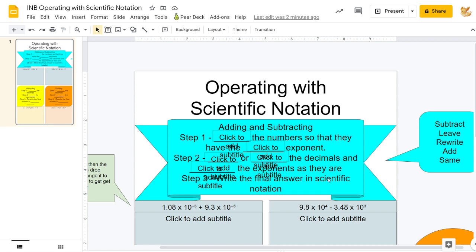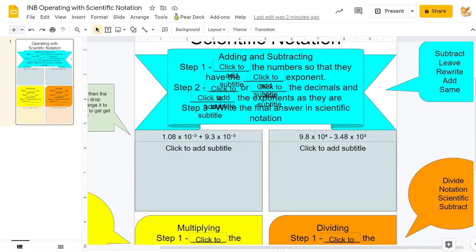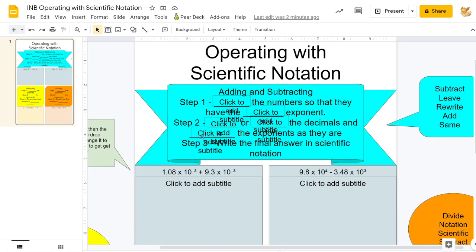This time we're going to be looking at operating with scientific notation, INB. So we have been learning how to write numbers in scientific notation. Now we're going to actually use some adding, subtracting, multiplying, and dividing with these large and very, very tiny numbers. So we're going to start with adding and subtracting. I'm going to show you two ways to solve them. And I'm going to do it with one of them, and then you'll do it with the other.